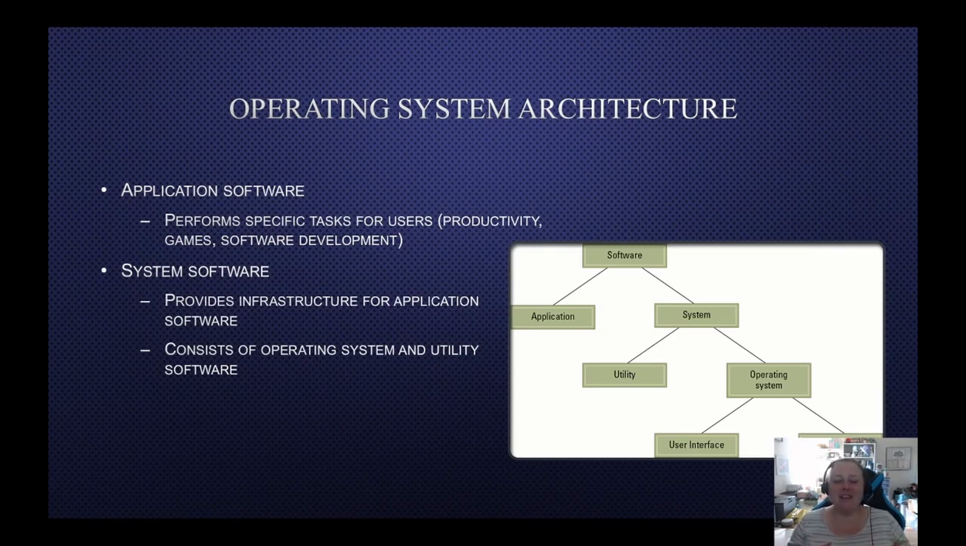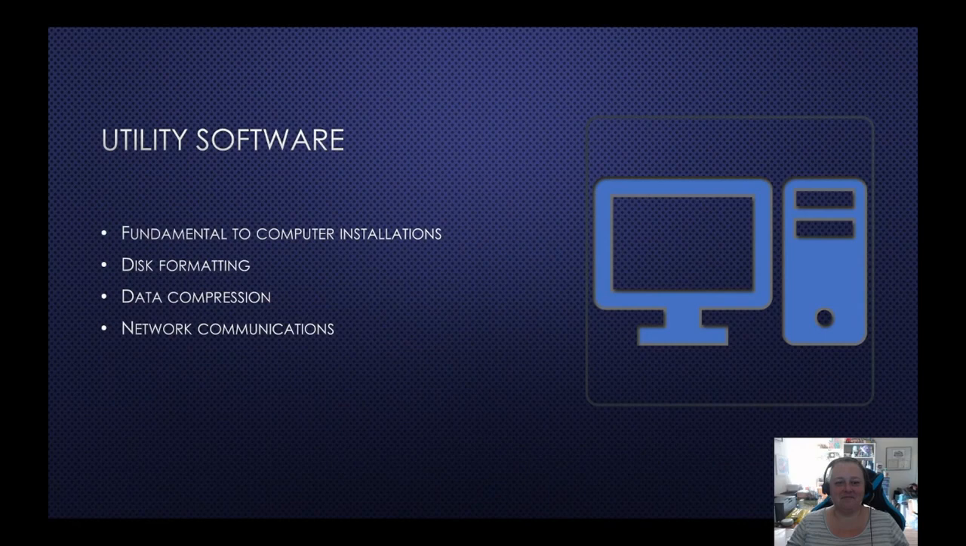This is the category that is the base structure of the operation of the entire computer. System software can then be divided into two additional categories. You have utility software and then operating system software. So let's take a closer look at each one of these two categories. Utility software is going to include anything that's not the operating system. So these are going to be utilities that you want your computer to perform, such as disk formatting and data compression and even network communications.